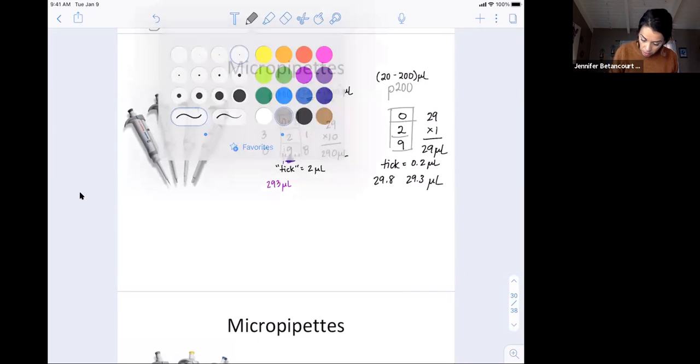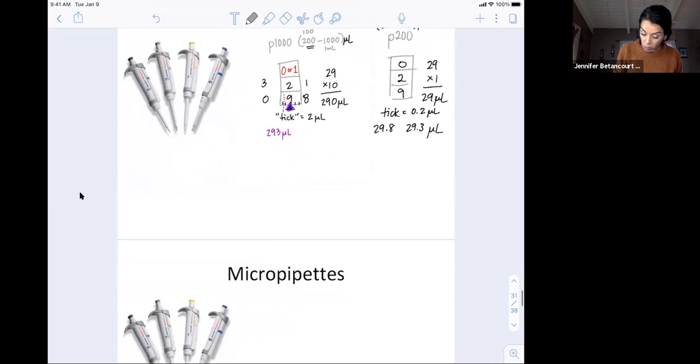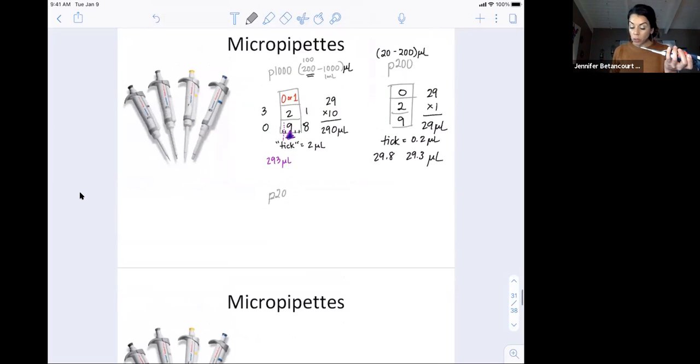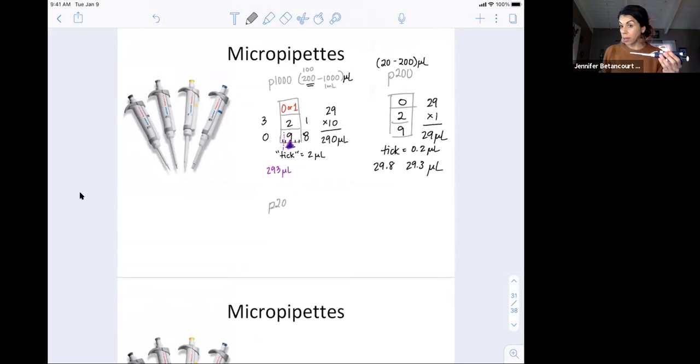Okay. So I see there's a question. I'll get to it in just a second. So you have a P20. I do have that here. Most times students get confused with a P20 and a P200, and that is because they use the same tips and they look very, very similar. I wish I had it to show you.